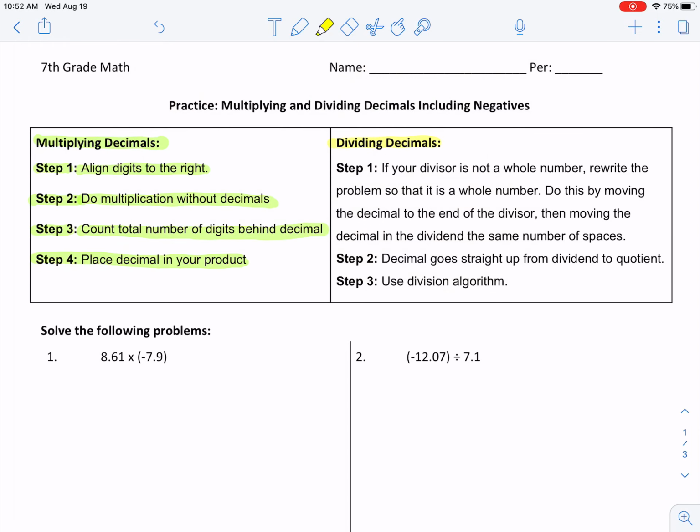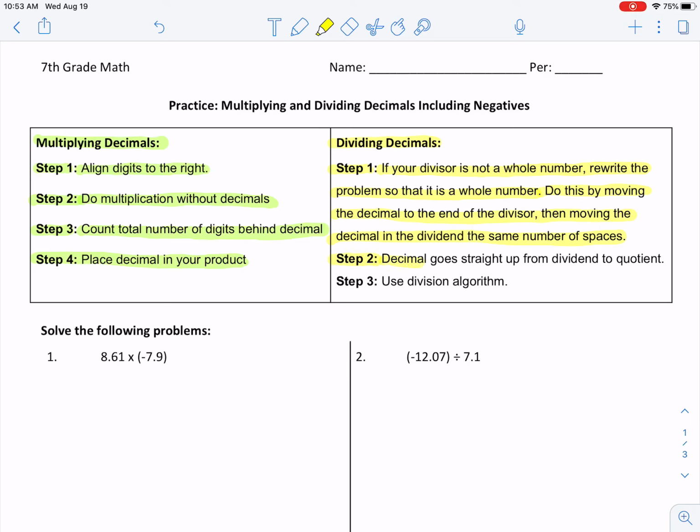And when you are dividing decimals, remember that step 1 was: if your divisor is not a whole number, rewrite the problem so that it is a whole number. Do this by moving the decimal to the end of the divisor, then moving the decimal in the dividend the same number of spaces. Basically, once you have set up your division, your divisor, the number outside of the hat, cannot have a decimal point. To make it a whole number, you move the decimal point all the way to the right. Then you move it the same number of times in the dividend, the number inside of the hat.